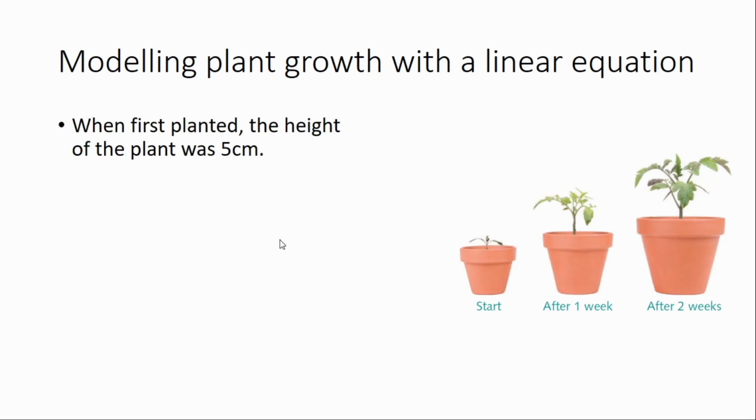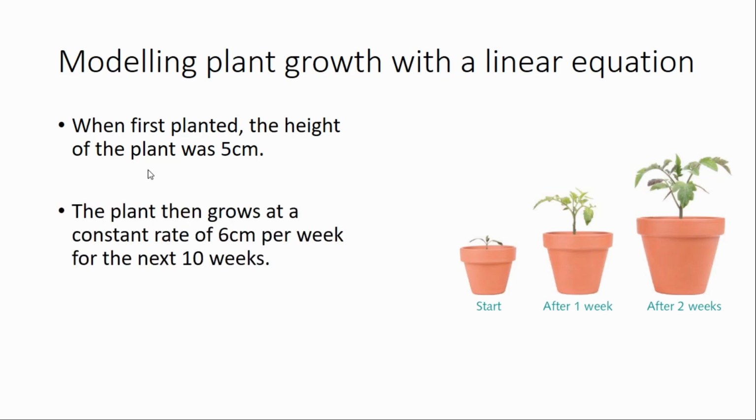So in this given scenario, when the plant was first planted, it was 5 centimeters tall. And it also says the plant then grows at a constant rate of 6 centimeters per week for the next 10 weeks. And it's going to ask us to construct a linear model here.